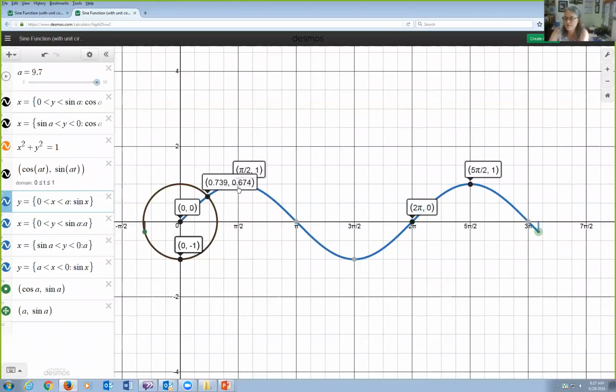This value, 0.739, will occur again 2 pi later; we get that same value back. That's because this is all based on rotation around a circle, and we go around the circle every 2 pi radians. Yeah? All right.